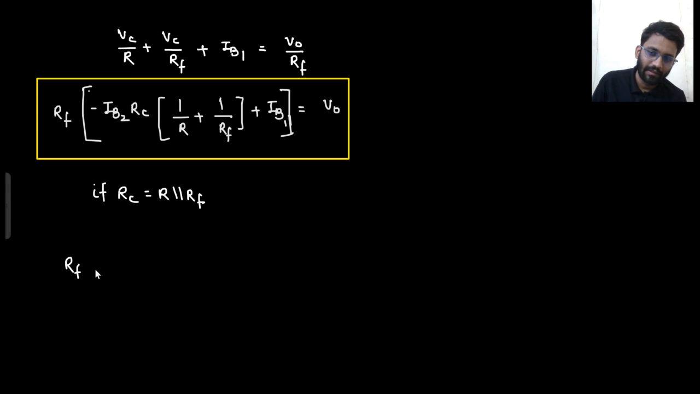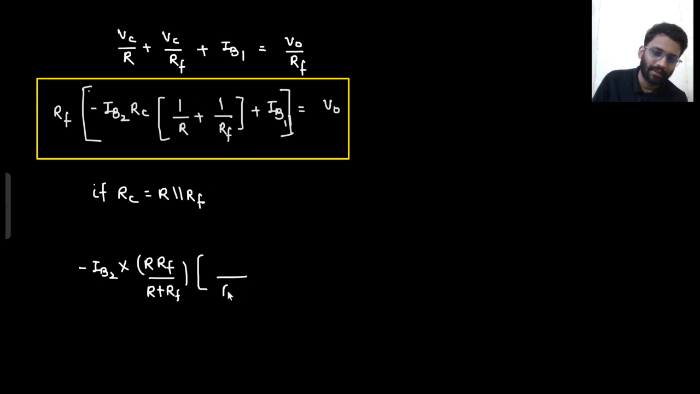This RF is there, then minus IB2, or better I should write minus IB2, this RF I am again taking here, and RC is R parallel RF, so you can write R into RF upon R plus RF. This is the parallel combination. Now you can solve this bracket. What will this bracket be? This bracket would be R into RF upon RF plus R, plus IB1 is equal to V naught by RF, right?